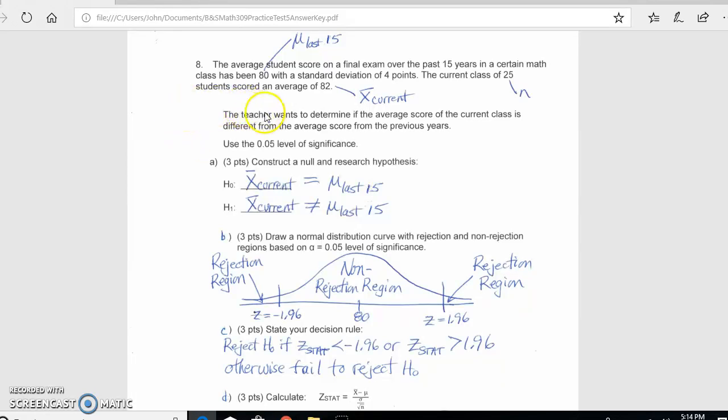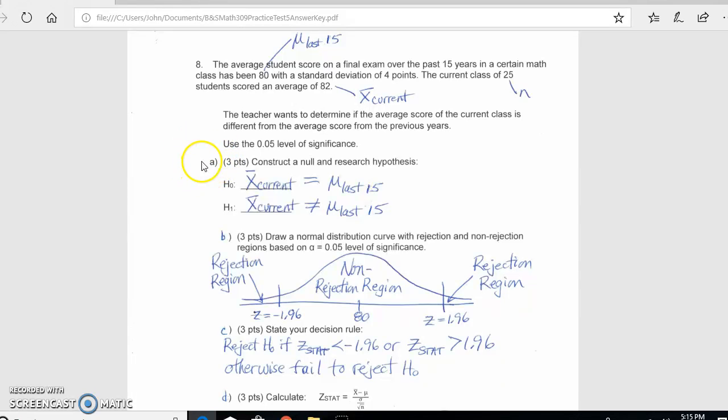I've labeled some of the numbers given to us. The 80 is the population mean over the last 15 years. The 25 is the sample size of the current class, and the 82 is the sample mean, the x-bar of the current class. The 4 here is the standard deviation of the population.